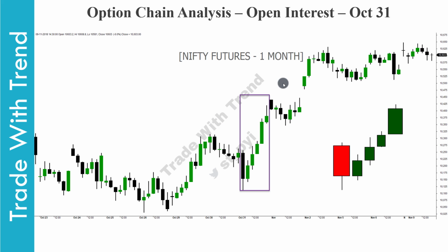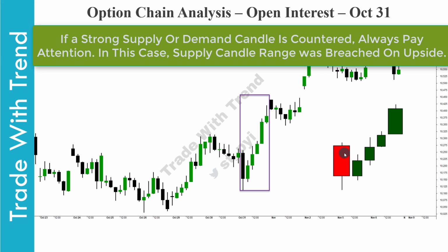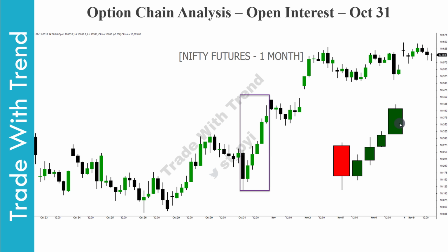If you look at the price analysis for October 31st, price has moved significantly higher after we have had a strong supply candle. Volume on the downside initially was strong, but as open interest buildup increased at puts, price staged a comeback on the back of strong volumes. This was again a bullish signal. Price has also completed a structure of higher high and higher low while closing at 10,350 for the day.